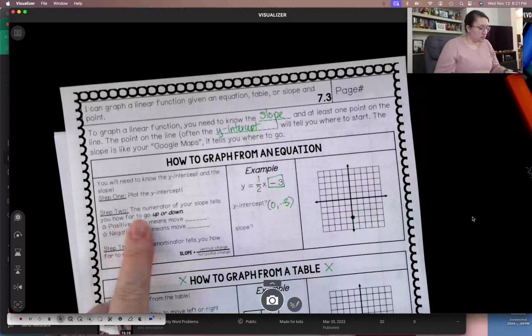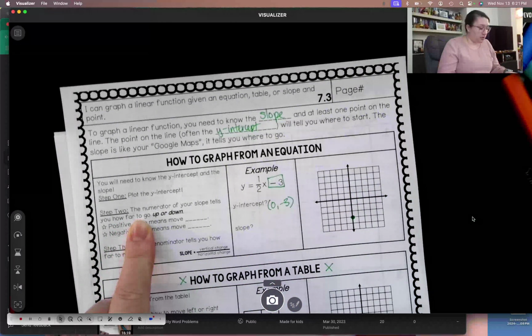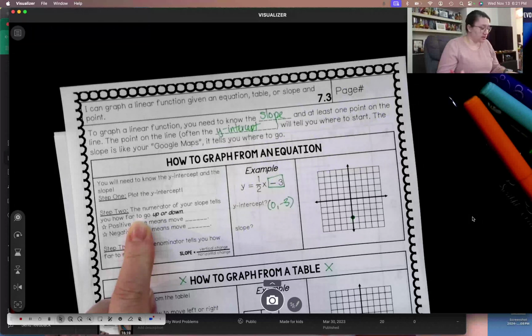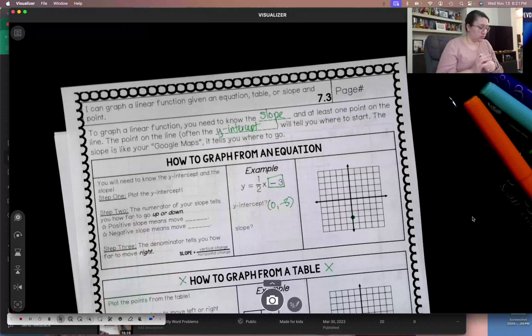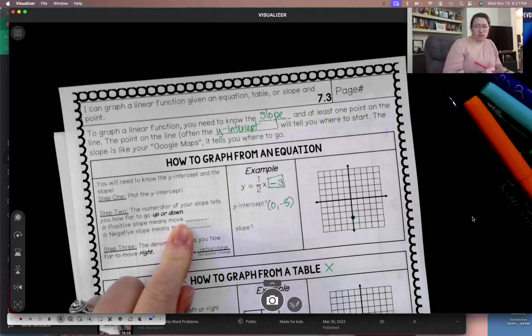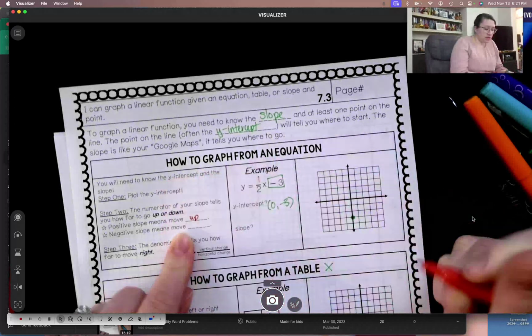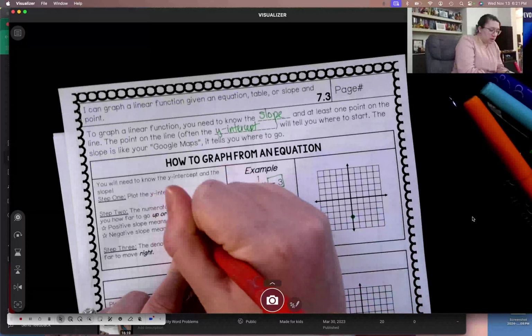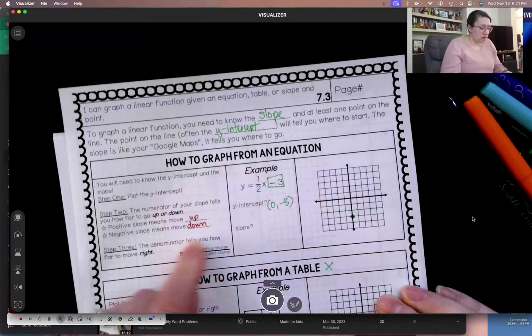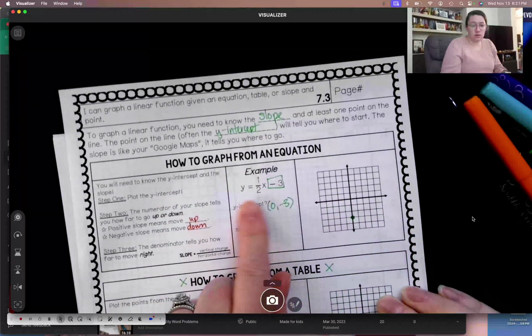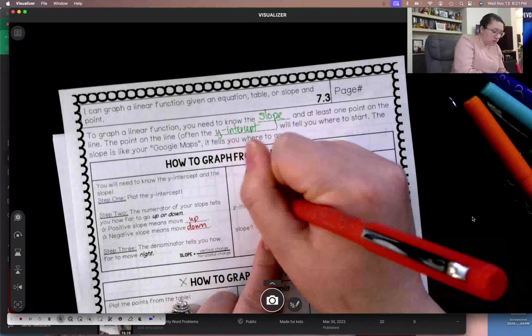Step 2, we need to find our slope. The numerator of our slope tells us how far to go, up or down. Positive slope means we move what direction? Up. Negative slope means we move down. So what's our slope in this equation? Our slope is 1/2.